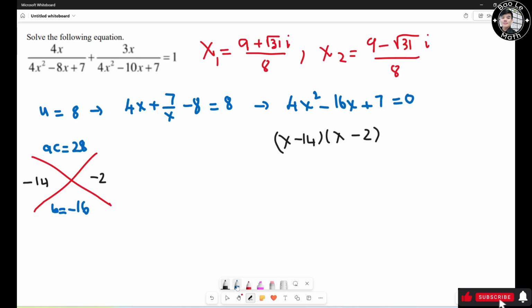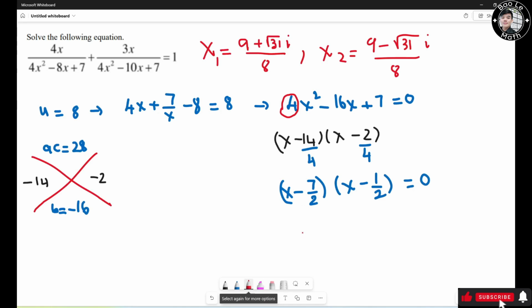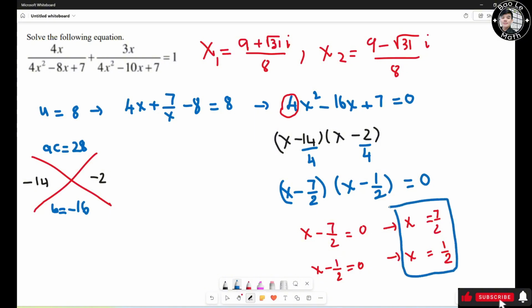Now this is not the final factored form, so be careful. Since a equals 4, you need to divide the constants by 4. So this one divided by 4, and this one divided by 4. Then you simplify this as (s - 7/2)(s - 1/2). You just solve this equation using the zero product property. So s minus 7 over 2 equals 0, so s equals 7 over 2. s minus 1/2 equals 0, so s equals 1/2. And you have the other two solutions from before. So in total you have 4 solutions.